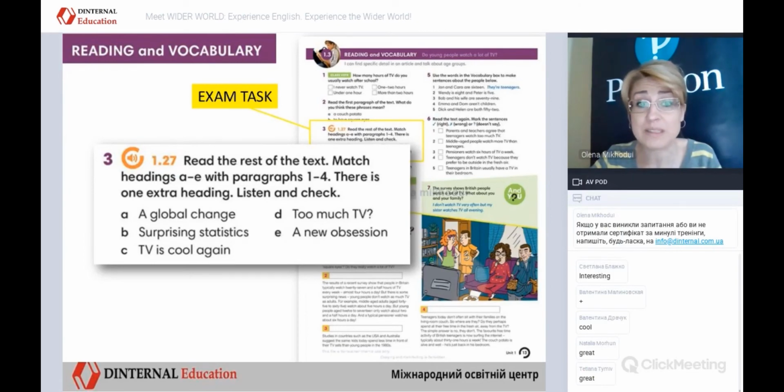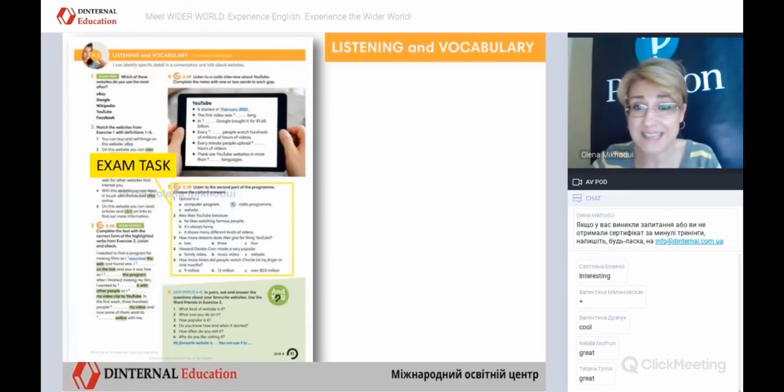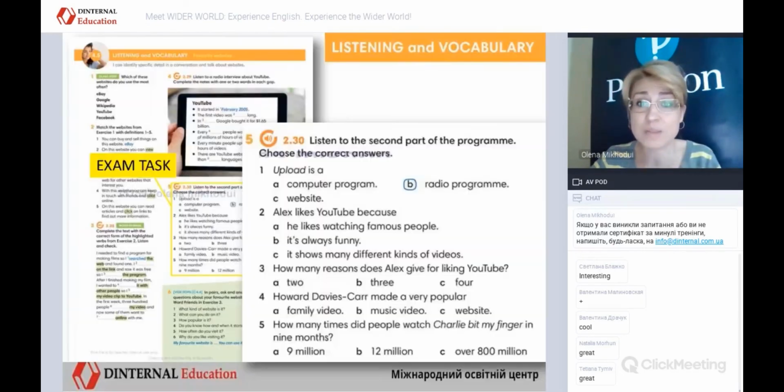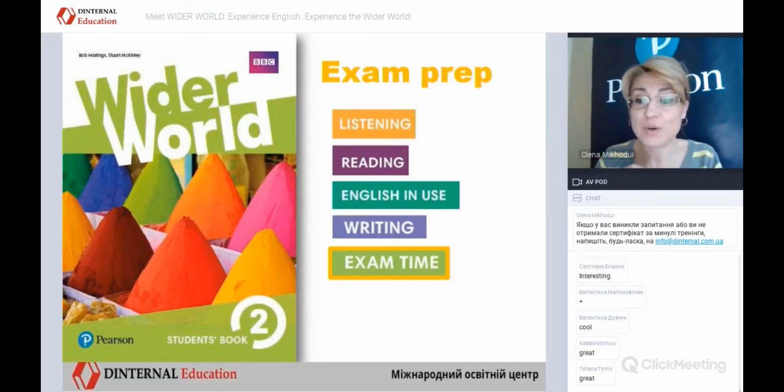Like here, for example, it's matching headings to paragraphs. There is an extra heading, something very simple, similar to what they will later have in the NO. Or listening lessons. Okay, lots of pre, while, post listening, but one exam task for sure. Here, doesn't it look very familiar? So multiple choice, listen to some short recordings, make a choice, choose one out of three options. So absolutely identical to what they will later have in the NO.